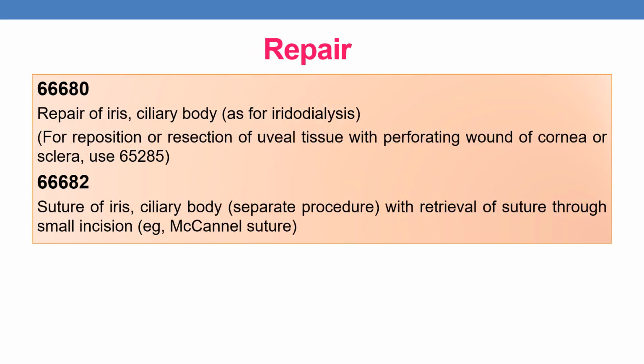The next CPT is 66680. Repair of iris, ciliary body, as for iridodialysis. And for reposition or resection of uveal tissue with perforating wound of cornea or sclera, you need to use 65285. The next is 66682. Suture of iris, ciliary body, with retrieval of suture through small incision, for example, McCannel suture. The type of suture is McCannel suture.